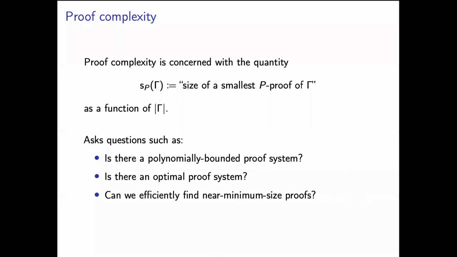And so proof complexity asks really wide-reaching questions like, is there a polynomially bounded proof system? Namely, is there a system which has short proofs of all the unsatisfiable formulas? This is connected to problems about complexity classes. It asks, is there an optimal proof system, namely one that simulates every other proof system? Or can we search for proofs that are of similar size to the minimum size in a certain system? Let's say I give you some system and ask, can you give me a proof of this formula that is as small as possible? If you can do this while staying close to the minimum proof size in that proof system, then you can efficiently find near-minimum size proofs.